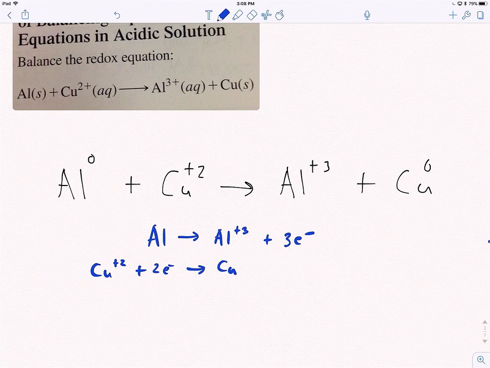Actually, I like it better moved over. I was trying to make the arrows even, but it just looks disorganized. There we go. I feel better now.